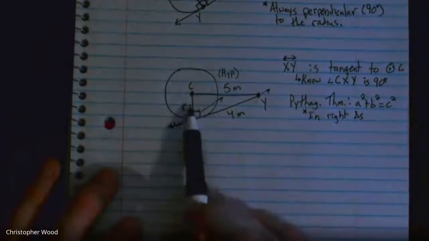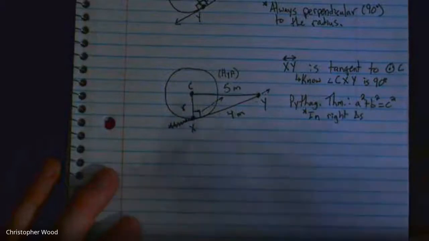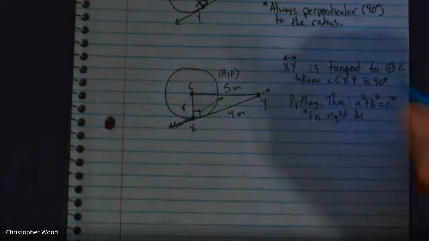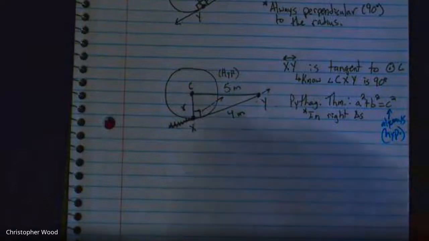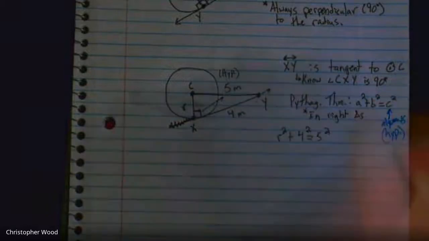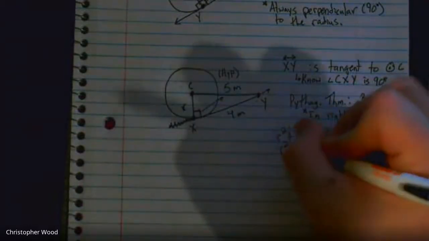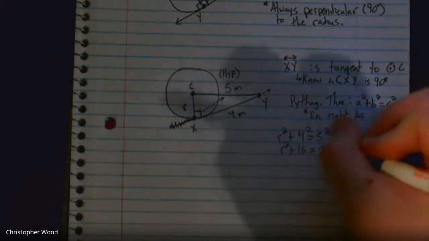So the radius is one of these, A or B, right? C is always the hypotenuse. So if I know what the hypotenuse is, in this case 5, then R has to be either A or B. So I have R squared plus 4 squared equals 5 squared. You start to simplify this. So R squared plus 16 equals 25.